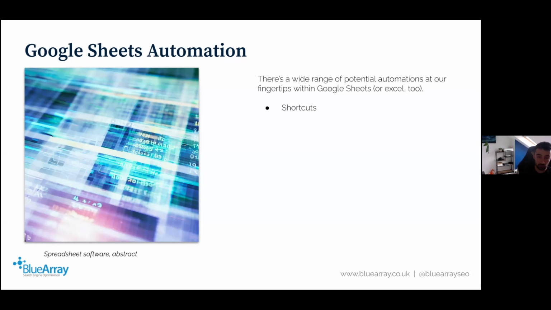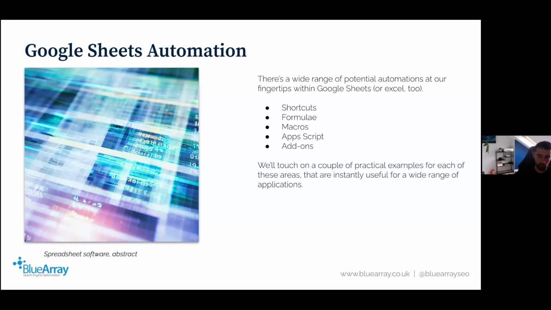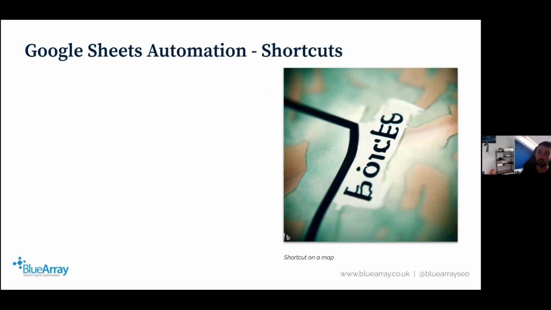We've got shortcuts. So, the basic copy and paste, but there's some other ones as well that are really useful that you might not use that might be absolute game changers. We've got formulae, so formulas, macros, Google Apps Script, and then of course we have add-ons as well. I'm going to touch on a couple of practical examples for each of these areas that are instantly useful for a wide range of applications.